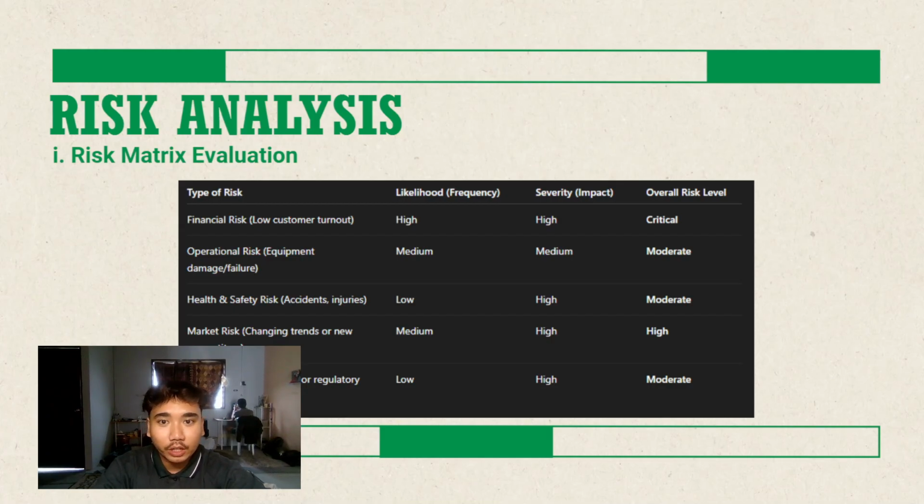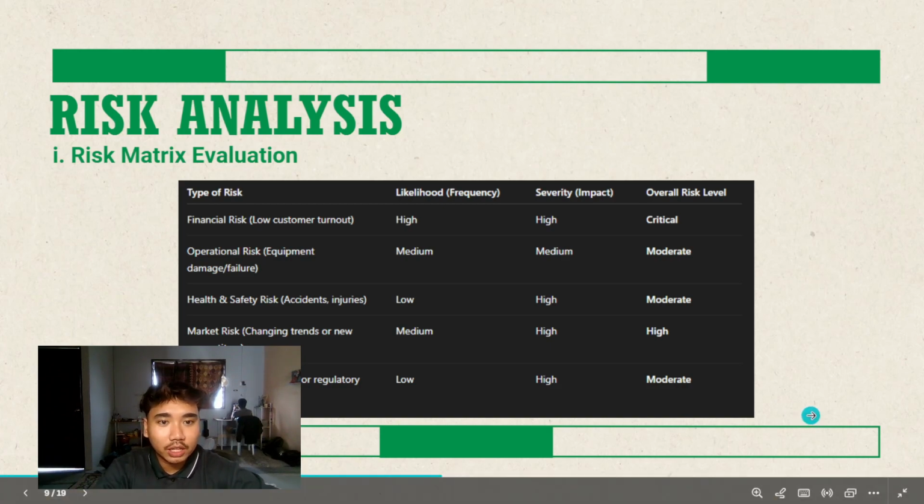Operational risk: likelihood is medium, severity is medium, overall risk level is moderate. Health and safety risk: likelihood is low, severity is high, overall risk level is moderate. Market risk: likelihood is medium, severity is high, overall risk level is high. And the last one is compliance risk: likelihood is low, severity is high, overall risk level is moderate.